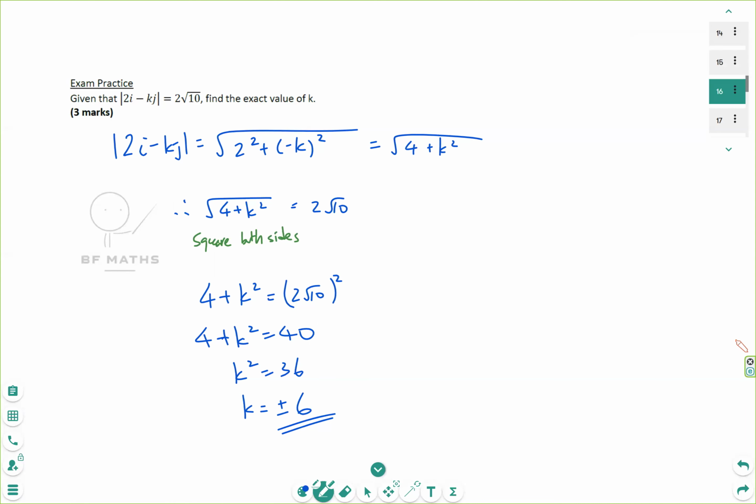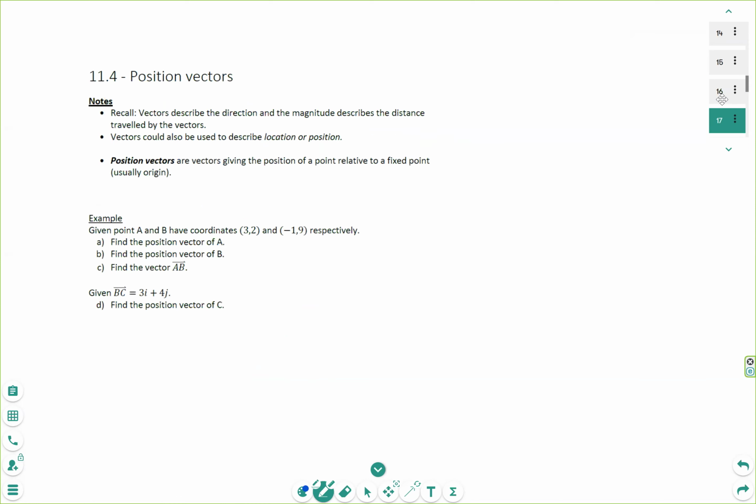Here's the answer. Actually, there's a typo. There should be values of k. My bad. So k equals plus or minus 6. All right, 3 marks. And that's the end of 11.3.